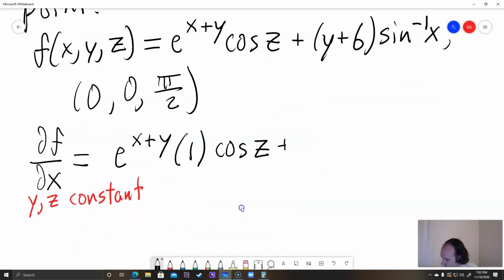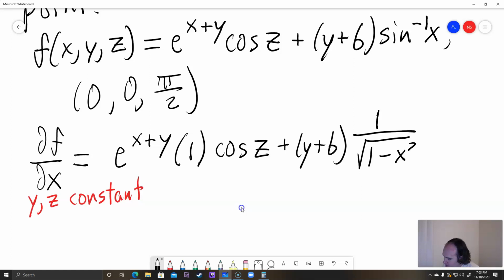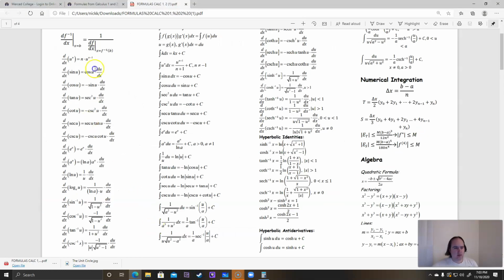So here we're going to have y plus 6 times 1 over the square root of 1 minus u squared. Here u is just x, so 1 over the square root of 1 minus x squared. And because it's just x, we don't have to use the chain rule, so we don't have to write times du dx. Literally all I did was go down the formula sheet on the first page, where it has d dx of sine inverse is 1 over the square root of 1 minus u squared.